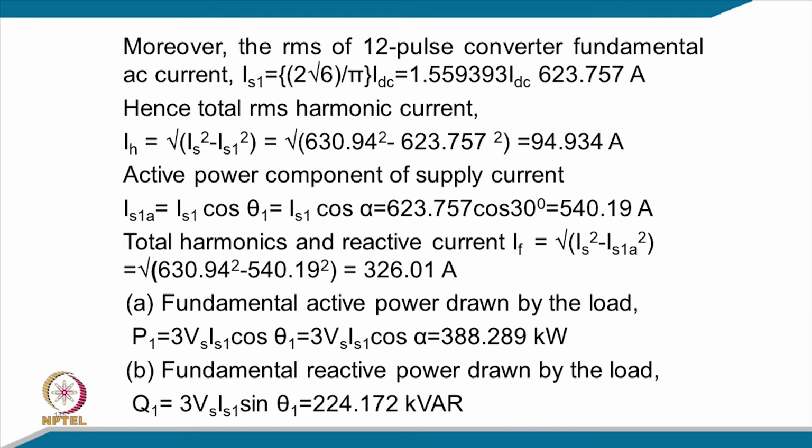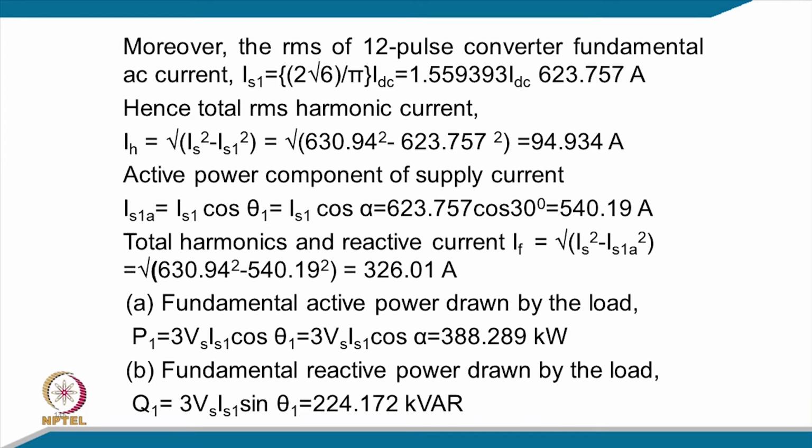The active power component of the supply current will be IS1A, that is IS1 cos theta 1 or IS1 cos alpha, that is 623.757 into cos 30, which is about 540.19 ampere. And the total harmonic and reactive current will be IF equal to root of IS square minus IS1A square, and putting the value of this, it comes 326.01 ampere.